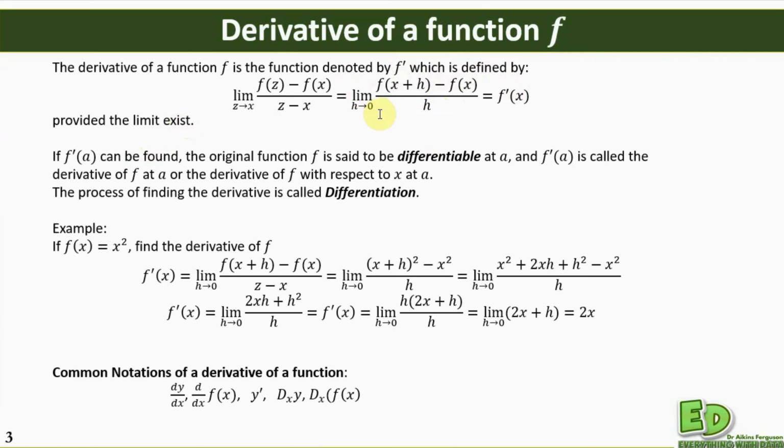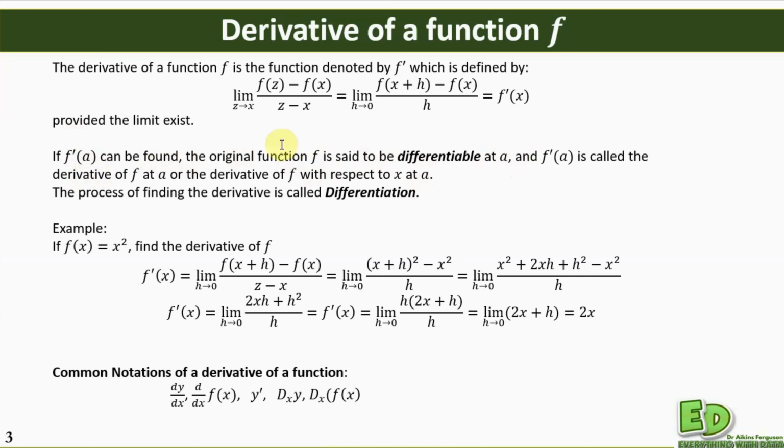So if the limit exists, that is fine. That is maybe x approaching 2 or x approaching 7, x approaching 5. But here, we'd say that h is approaching 0. So if f prime of a or f prime of x can be found, the original function f is said to be differentiable at a.